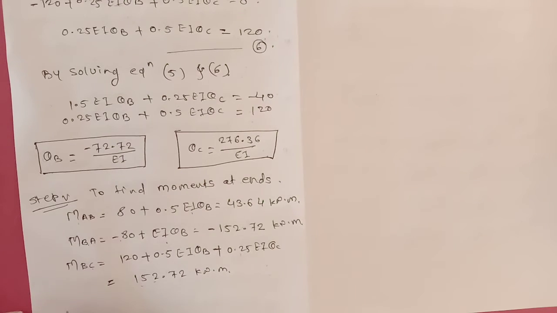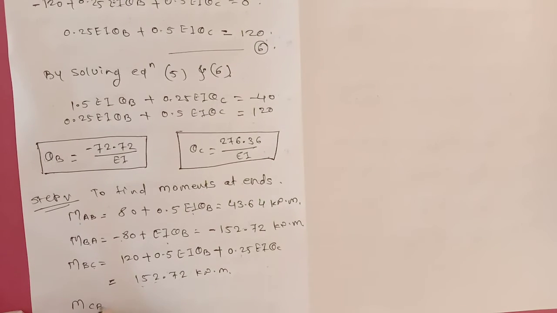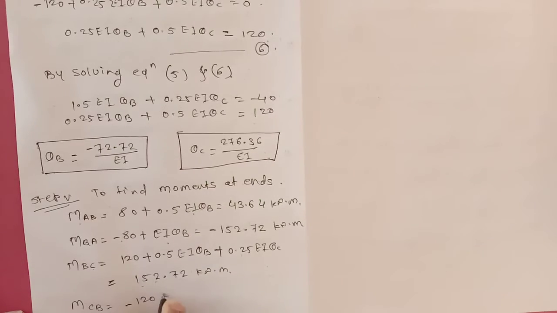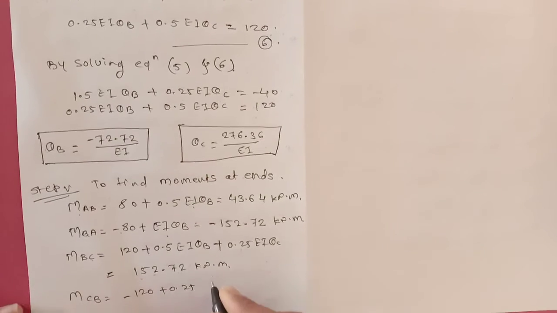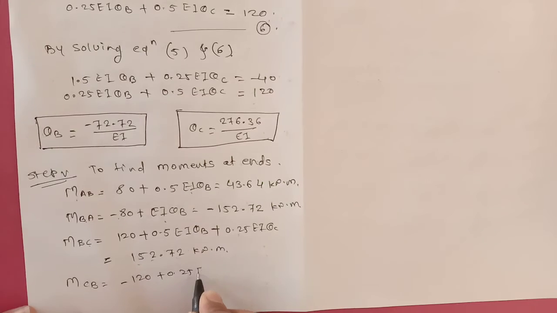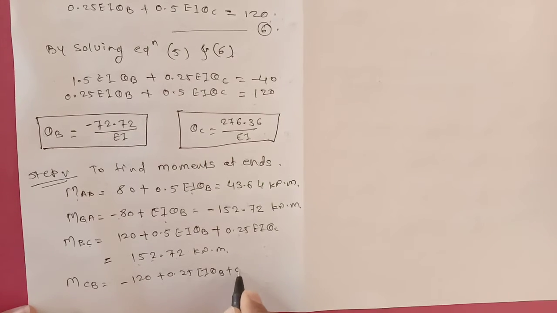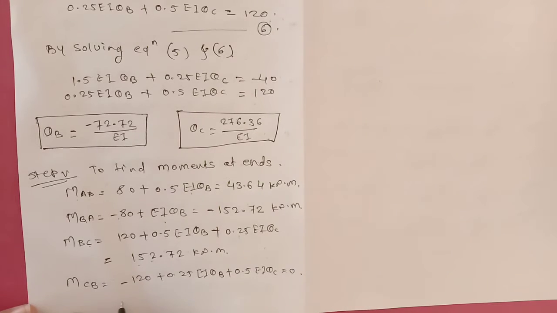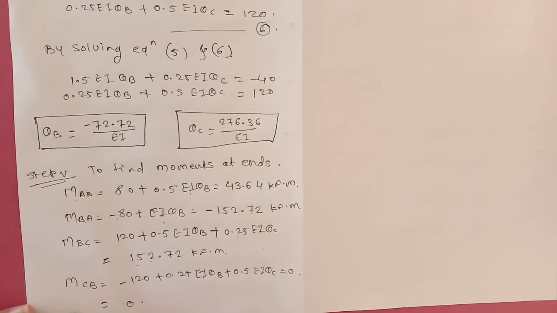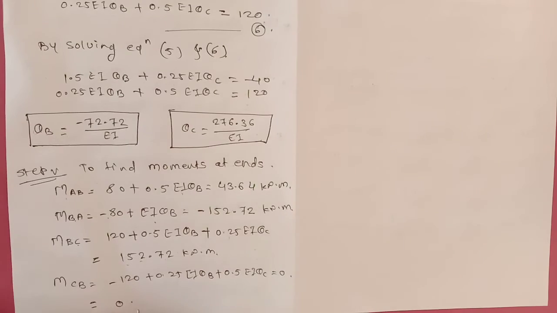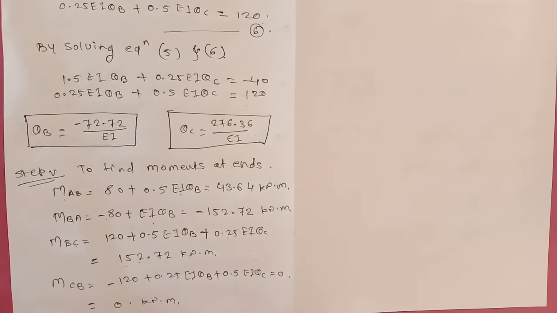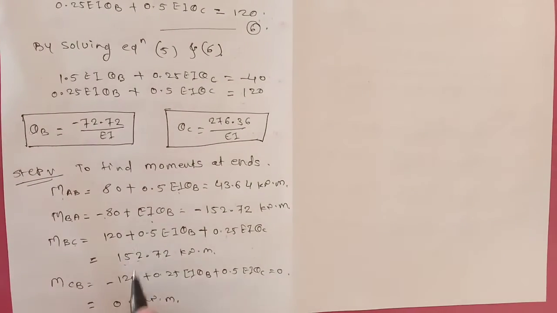Then the last member is member CB. The equation is minus 120 plus 0.5 EI theta B plus 0.5 EI theta C is equal to 0. So from this equation we get the value of the end moment at member CB equal to 0. Then next, put these values in the bending moment diagram.